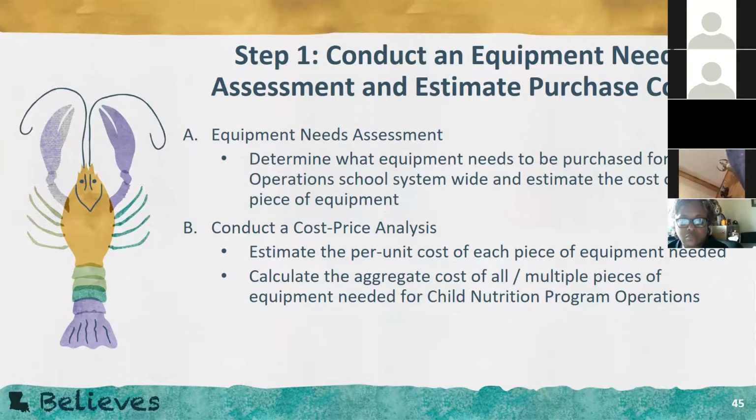As a CMP director, you should ask the following questions. What equipment do I need to purchase for a period of time? Is only one piece of equipment needed, or do I need several pieces of equipment to continue operations? If several pieces of equipment need to be purchased, it is required that directors calculate the aggregate value.